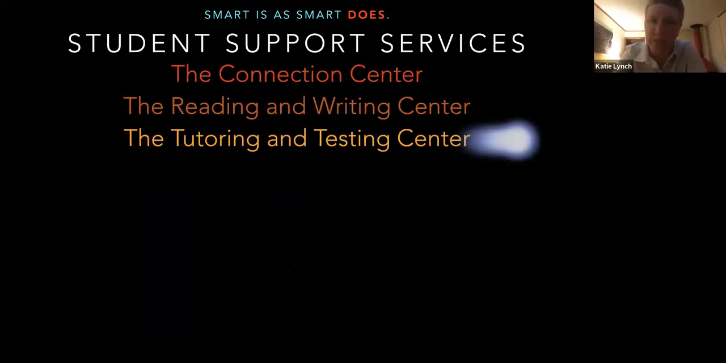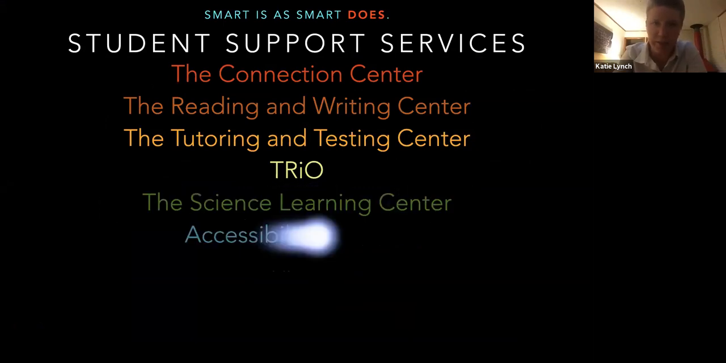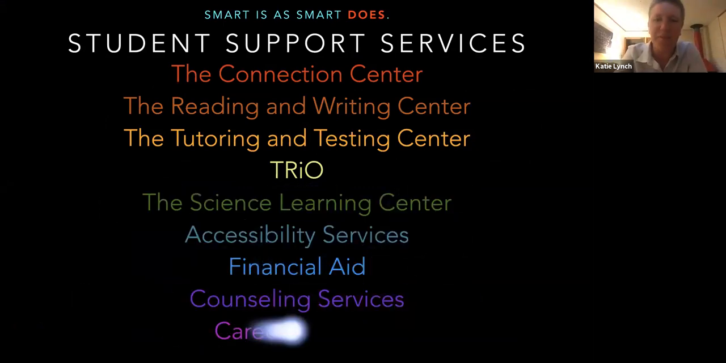So as I said, smart is as smart does. So let's look at the different support services that are available to you. And yes, I made them a rainbow on purpose. So first of all, the Connection Center, okay? The Connection Center is a place for you to go when you are experiencing difficulties that have to do with life outside of academics. So let me give you a few examples.